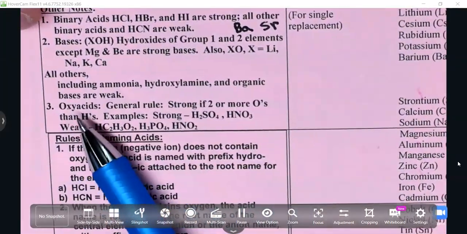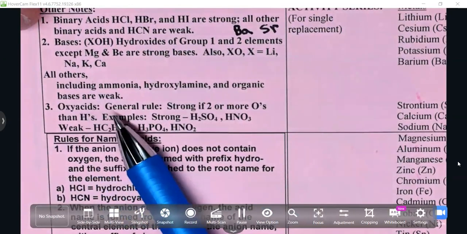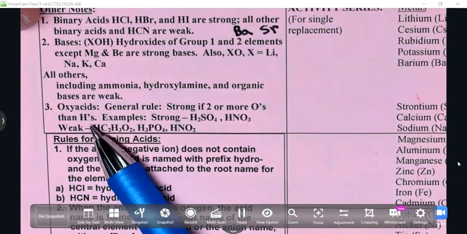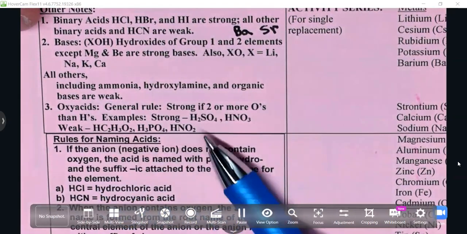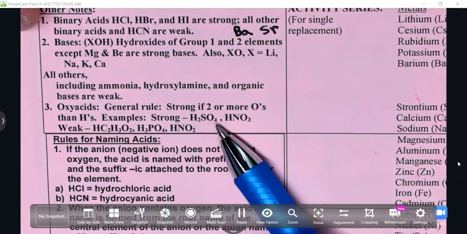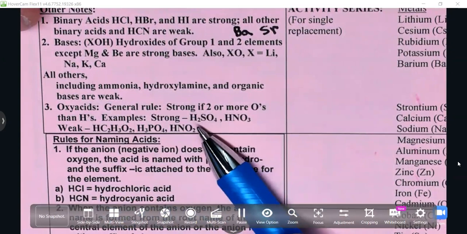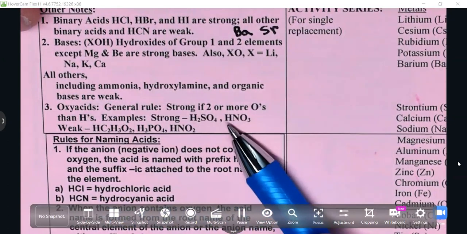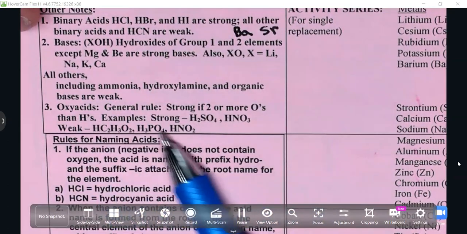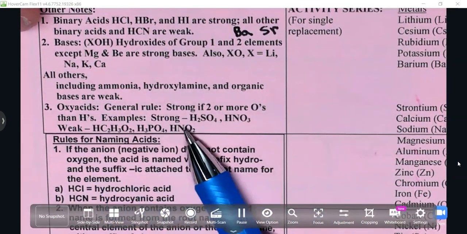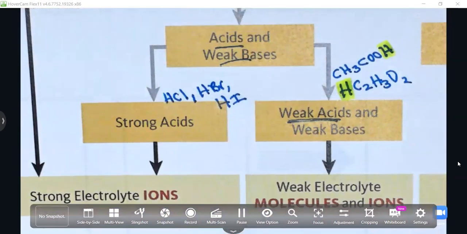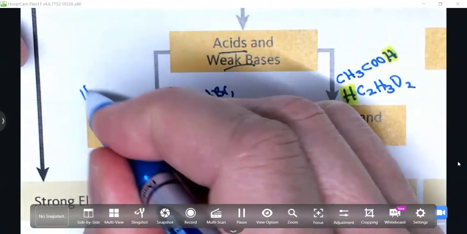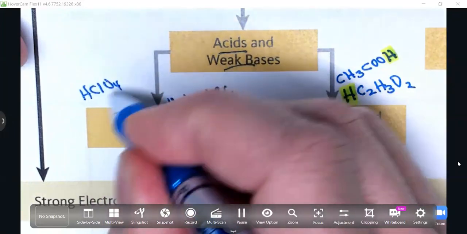Let's go down here. Oxyacids. General rule, strong if two or more oxygens than hydrogens. For example, H2SO4 has two more oxygen than hydrogen. Strong acid. HNO3 has two more oxygen than hydrogen. The rest of these are going to be weak. Now, for an acid. So, some oxyacids.